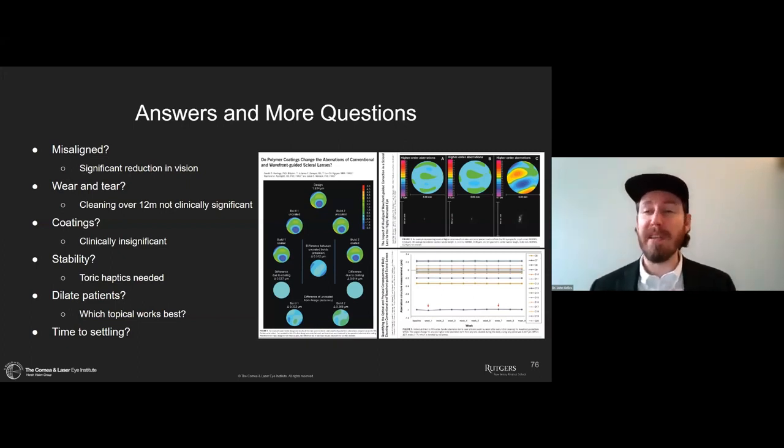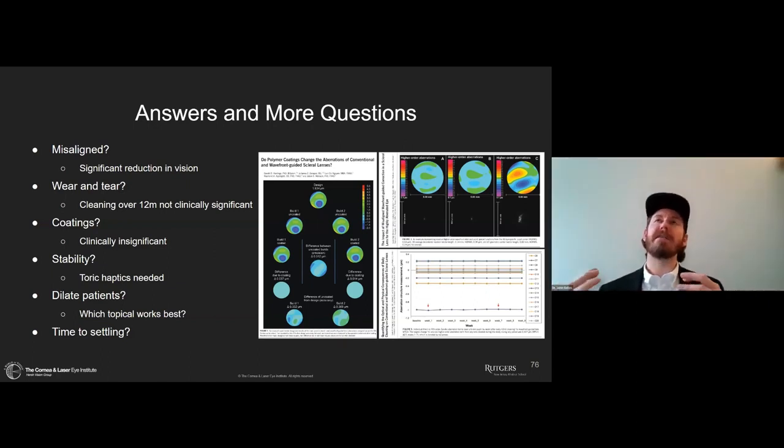What about stability of the lens? Does stability of the lens matter? Yes, absolutely. Because if we have slight misalignment, that's going to reduce the level of vision. So having extremely stable lenses is extremely important for these individuals, right?